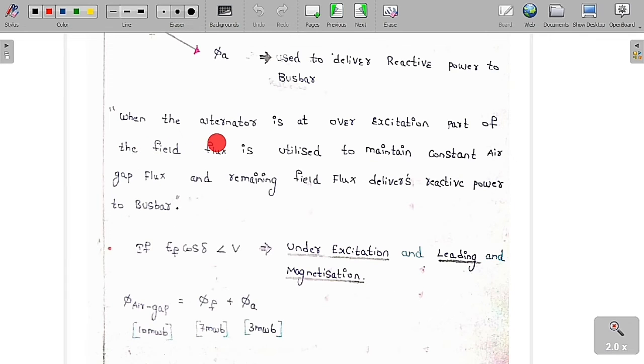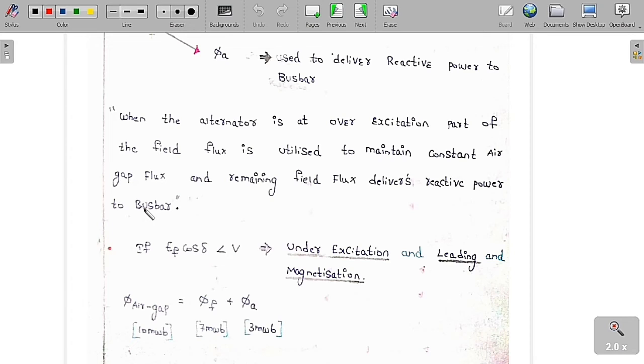So we can say that whenever the alternator is at over excitation, meaning Ef cos delta is greater than V, it is said to be a lagging power factor, because IA is going to lag the V. Part of the field flux is utilized to maintain the constant air gap flux, and the remaining field flux delivers the reactive power to the bus bar, because phi f is equal to phi air gap plus phi a. So 12 milliweber is split into two parts, 10 plus 2. The 10 is used to maintain the constant air gap flux, and the 2 milliweber is used to deliver the reactive power to the bus bar. This is the concept that you always need to understand.